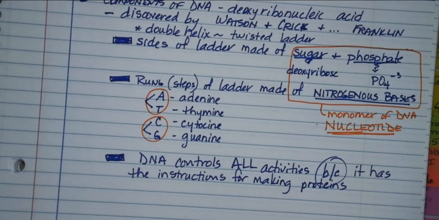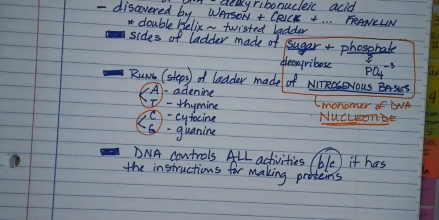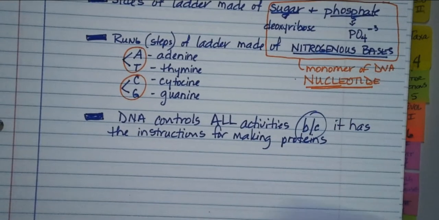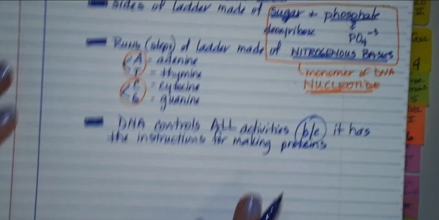Okay, so the DNA controls all of the cell's activities because it has the instructions for making all the proteins. That's what it's so important for. And remember, the proteins are doing everything in your body. They're doing everything there is to know. So we talked about here the components. Let's focus in a little bit more on the second part. How is that information for all your traits carried on the DNA?